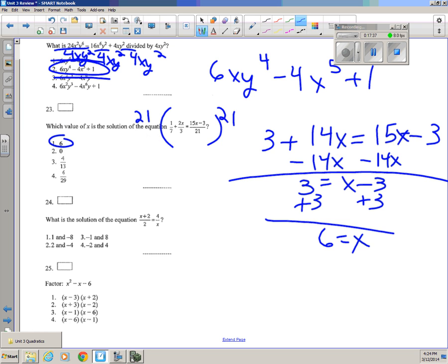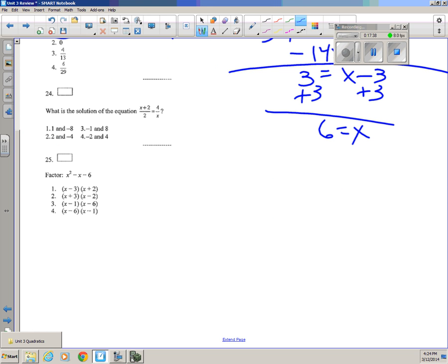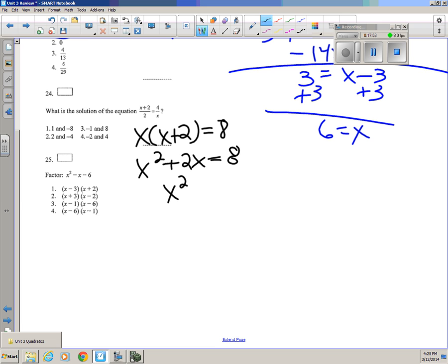What's the solution of the equation in 24? I'm going to cross multiply here, and when I do that, I'm going to get x times x plus 2 equal to 8, or x squared plus 2x equal to 8. It is a quadratic. It's an x squared. Set the equation equal to 0 by subtracting 8 from both sides.